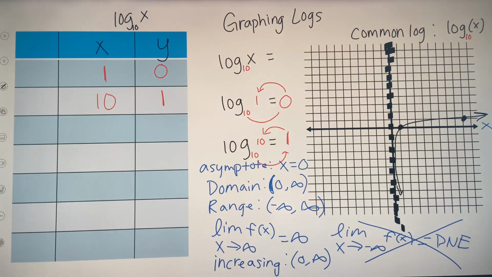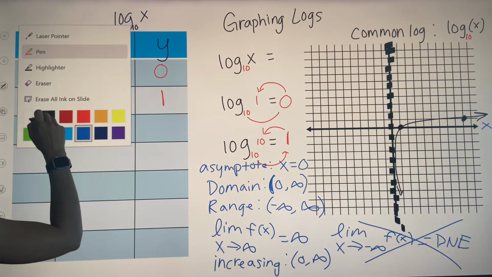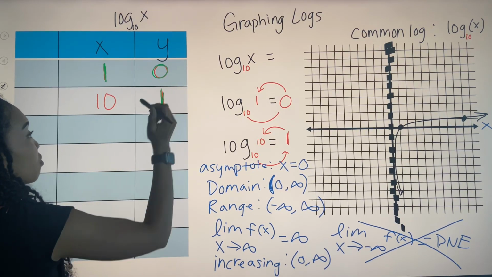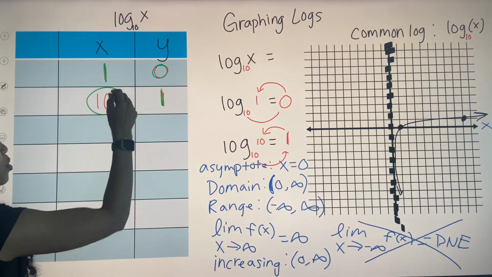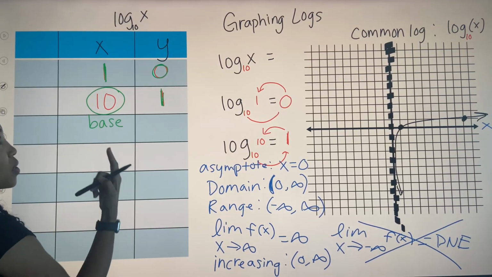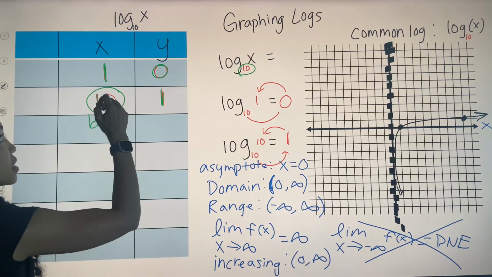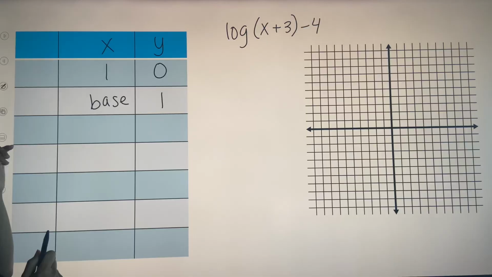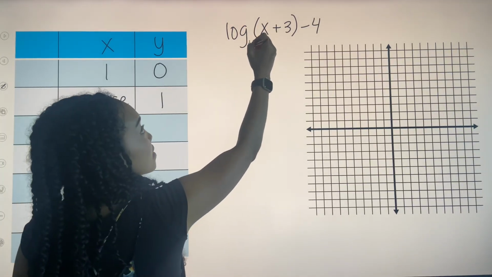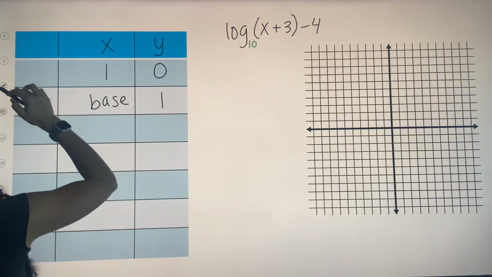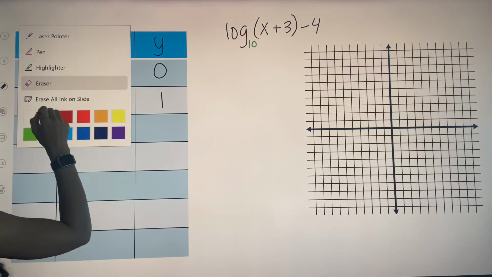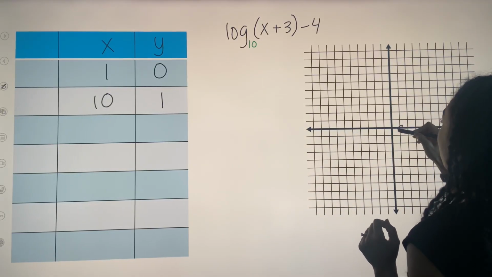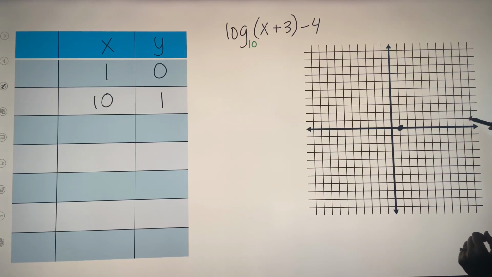So now you know how to graph it. Now, your table will always be 1, 0, 1 for your parent function, and this number will always be your base. So in this case, the base was 10, that's why I put a 10 right here. So that's a quick trick. Let's try another one. Here, your base is 10. This is the common logarithm. So I'm gonna put 10 right here as my base. So I'm gonna graph the parent function, 1, 0, and 10, 1.